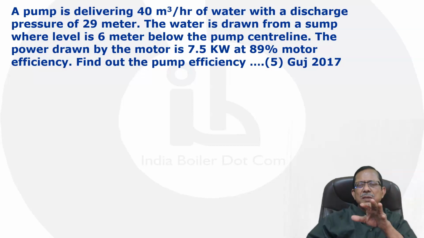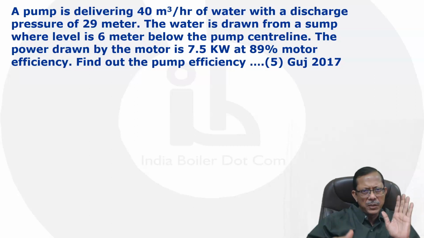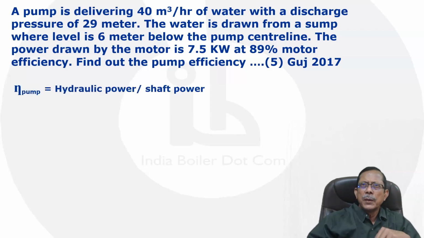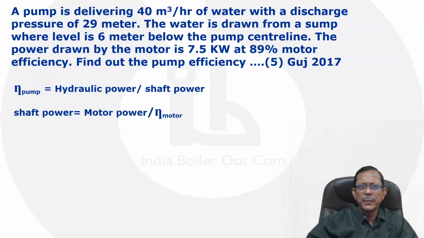Now to answer this question you need to know a few basic things. One is that the pump efficiency is nothing but the output by input of the pump. Output power is called the hydraulic power. Input power is the power given by the motor to the shaft of the pump, right? That is called shaft power. So efficiency of a pump can be calculated as hydraulic power by shaft power, and shaft power is nothing but the power given by the motor, so that would depend on how much power it is drawing and its efficiency, right? So the shaft power is equal to motor power divided by motor efficiency. These are the two basic things you need to know.